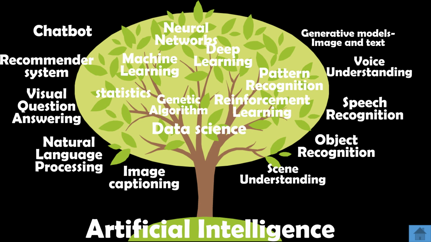That said, if you take artificial intelligence as a tree, AI is the root and its branches are all these different techniques like neural networks, machine learning, deep learning, genetic algorithms, data science, stats, reinforcement learning, pattern recognition, and all its applications being its leaves like recommender systems, chatbots, NLP, image captioning, scene understanding, object recognition, generative models, generating images and text, and many more. This is just to give you a picture of all the applications arising because of our quest of having this artificial intelligence.